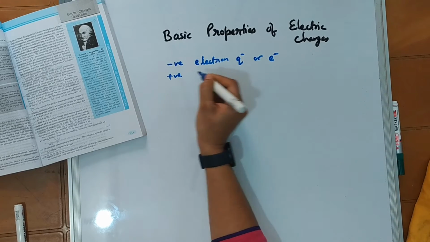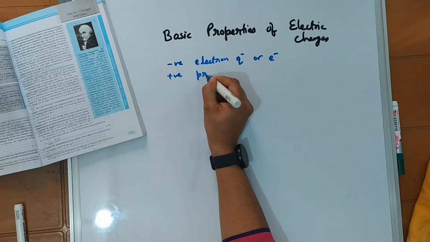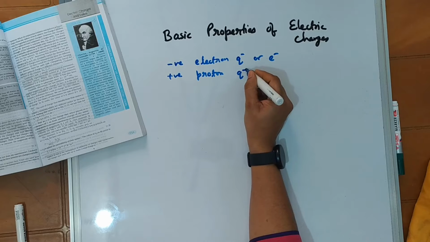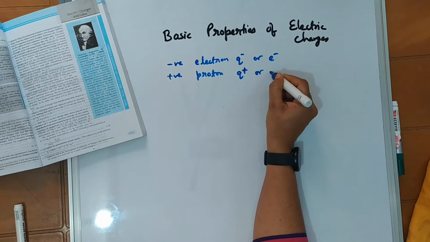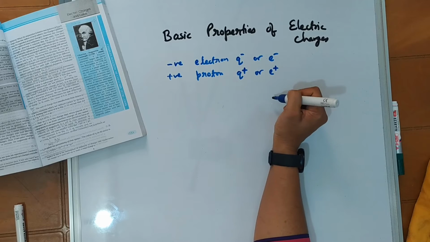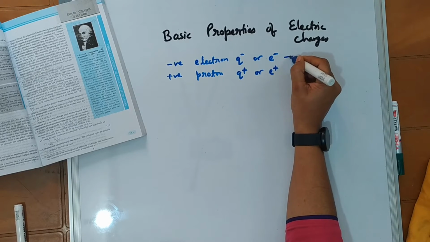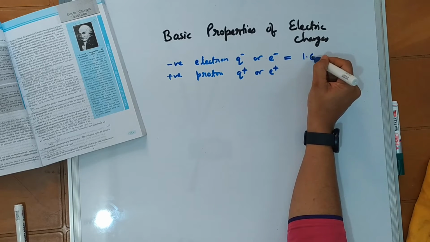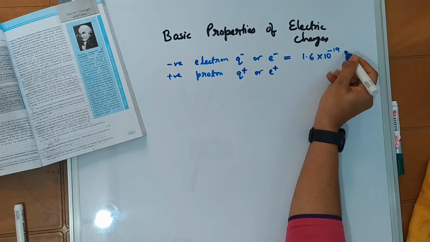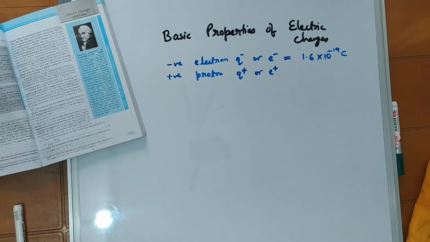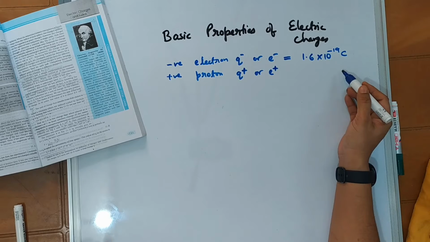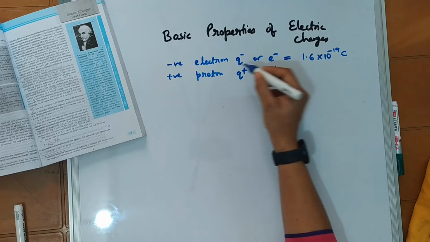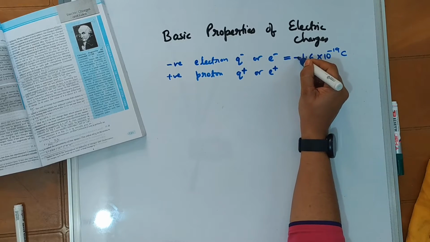and a positively charged object can be a proton or a location where there is no electron, which we can represent as Q plus or e subscript plus. One electron has an electric charge of magnitude 1.6 × 10^-19 coulombs. Coulomb is the person who gave the properties of electric charges: like charges repel, unlike charges attract. Because the electron is negatively charged, we put a minus symbol.